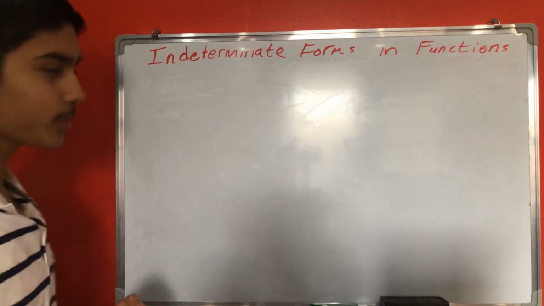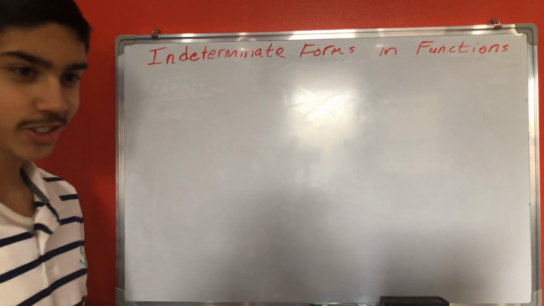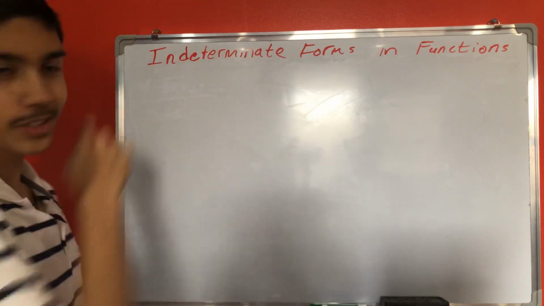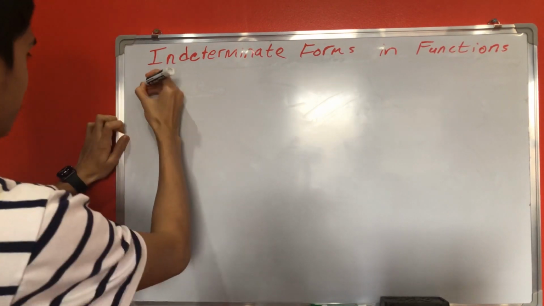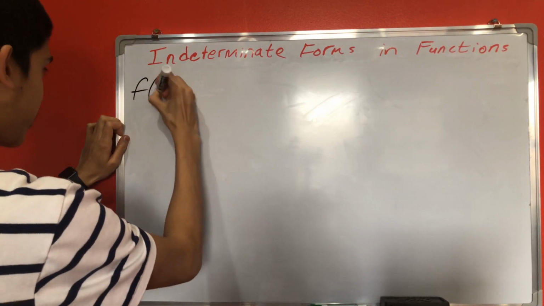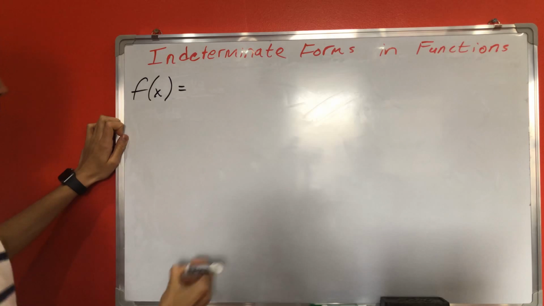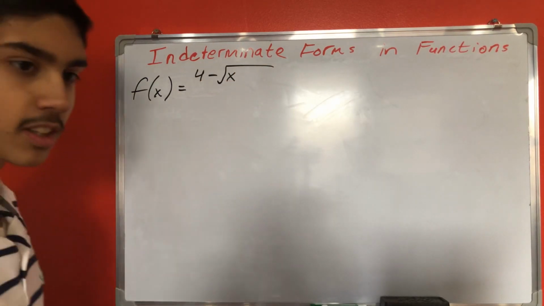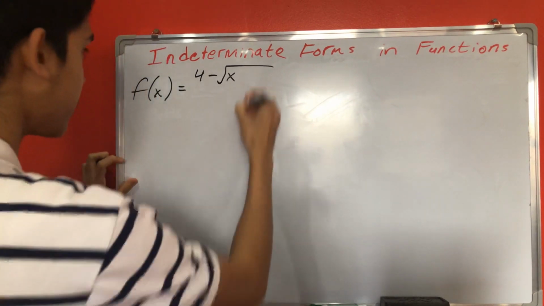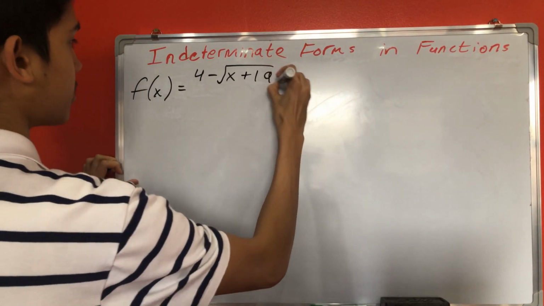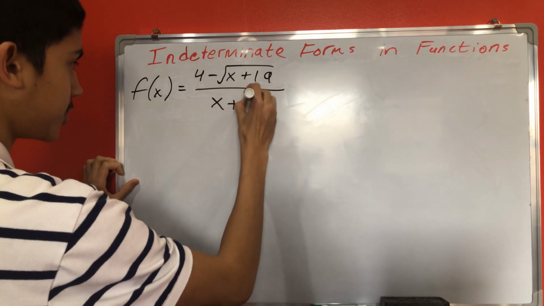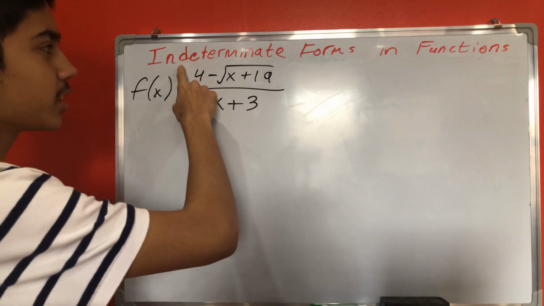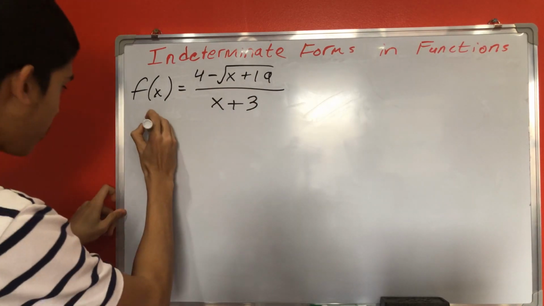Alright, let's talk about indeterminate forms in functions. I'm going to show you what indeterminate means. Let's say we have a function f of x equal to 4 minus radical x plus 19, over x plus 3.